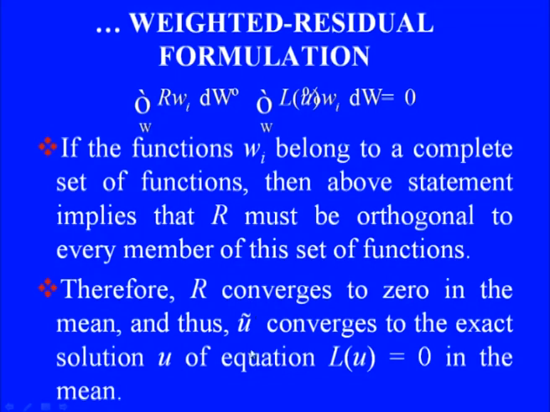That is what this integral says, that we have made our residual function almost tend to 0, and there are specific theorems in mathematics which say that if R converges to 0 in the mean, then as a consequence u tilde, your approximation to u expressed as the summation of N_i(x) multiplied by u_i, converges to the exact solution u of the equation L u equal to 0 in the mean. So, this was the basic guiding principle of the weighted residual method: if R is made to converge to 0 by choosing a suitable set of weight functions, then we can make our approximate solution u tilde converge to the exact solution in the mean.